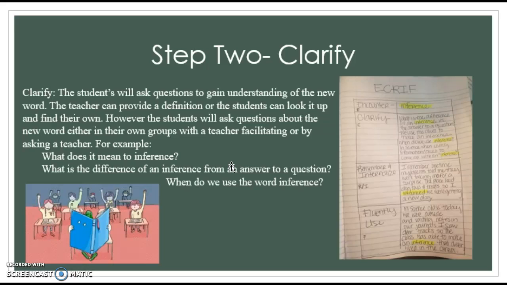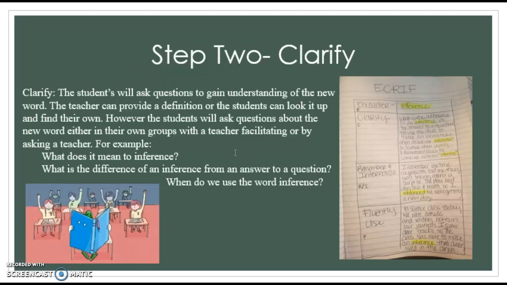Step 2, clarify. During clarify, the student will ask questions to gain understanding of the new word. The teacher can provide a definition, or the students can look it up and find their own. However, the students will ask questions about the new word either in their own groups with the teacher facilitating or by asking a teacher. For example, I wrote a couple of questions. What does inference mean? What is the difference of an inference from an answer to a question? When do we use inference?